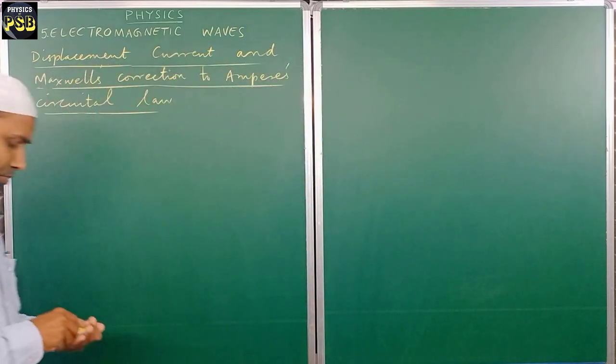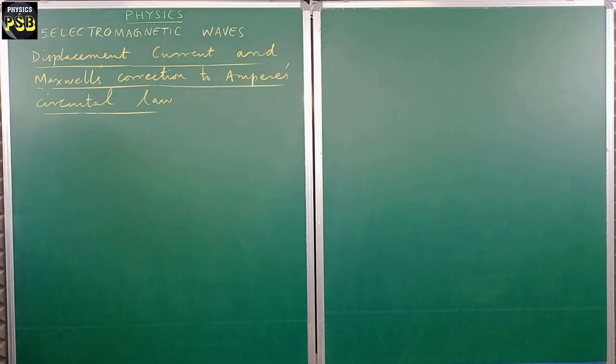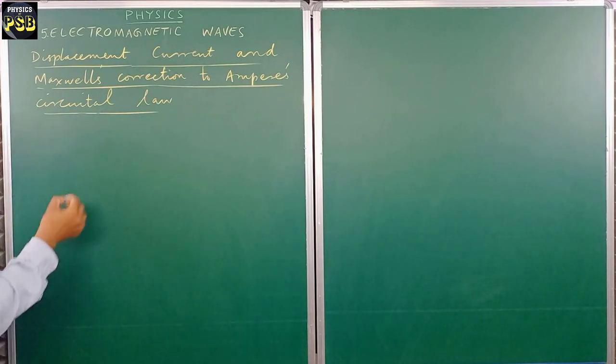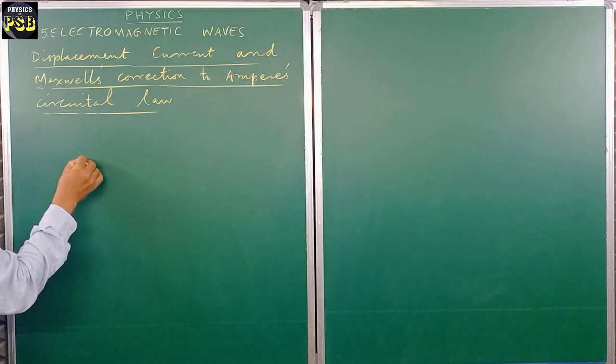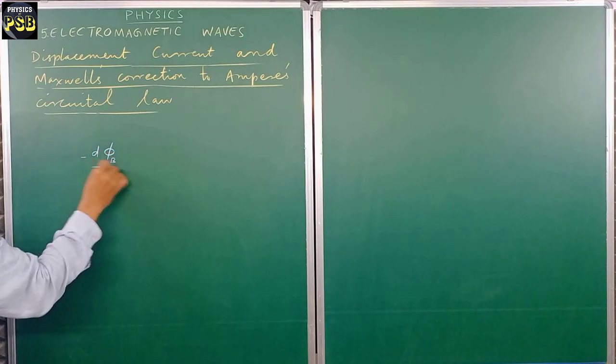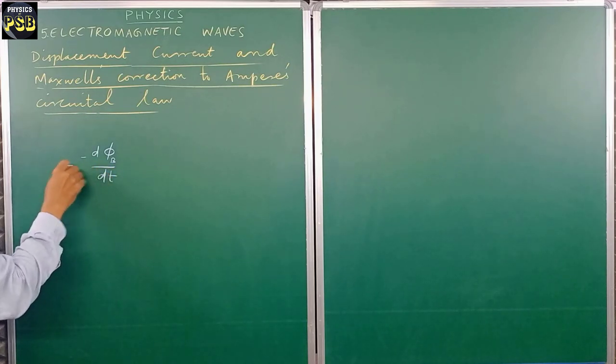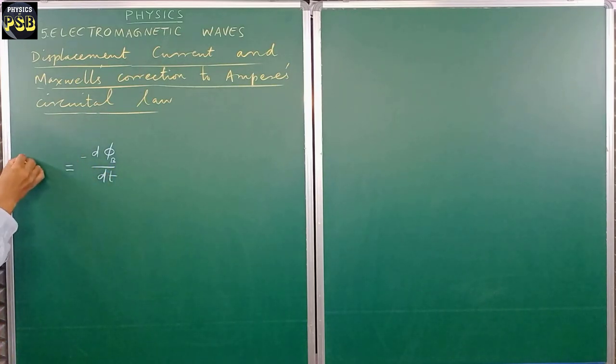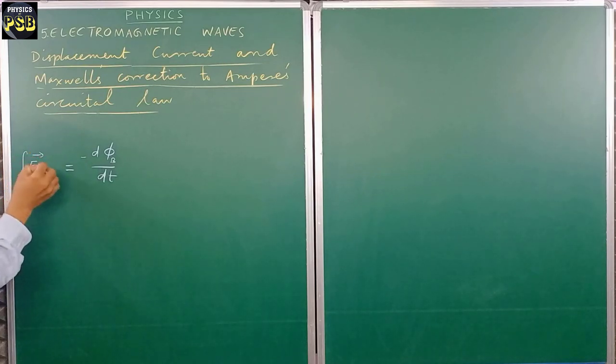Now let me start with the mathematical expression of Faraday's law of electromagnetic induction. Mathematically, it is written as: change in magnetic flux with time gives rise to an induced electric field.